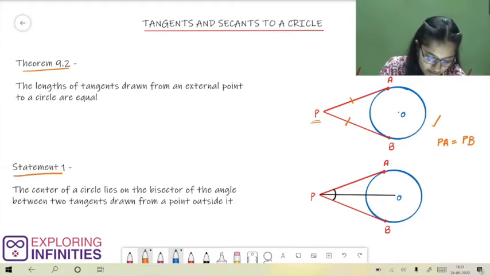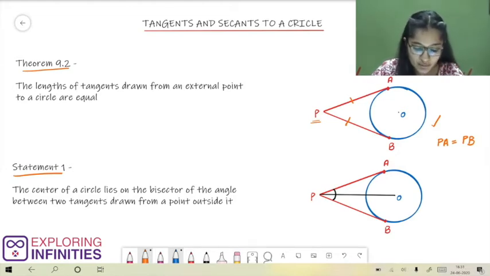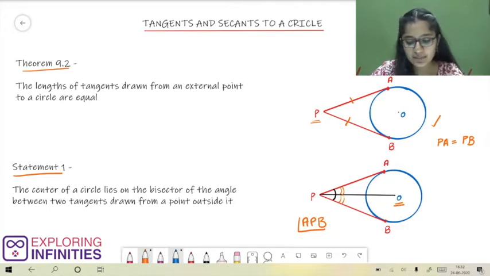Next, statement 1. This says, the center of a circle lies on the bisector of the angle between two tangents drawn from a point outside it. So, statement 1 says, the center of a circle, that is point O, lies on the angular bisector of angle APB. We proved that angle APO is equal to angle BPO, hence line segment PO is the angular bisector of angle APB, and so O lies on this angular bisector. This is what we discussed in last class, Theorem 9.2 and Statement 1.